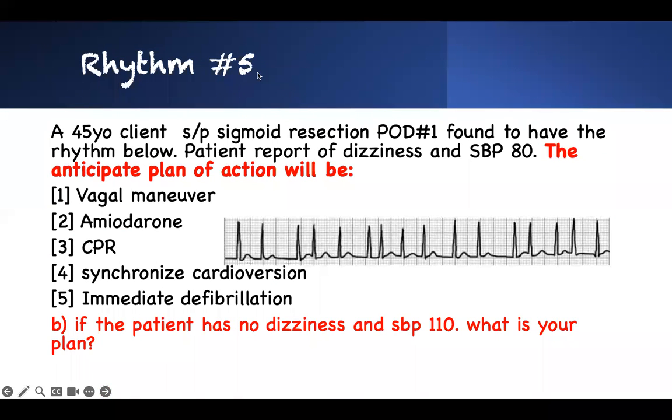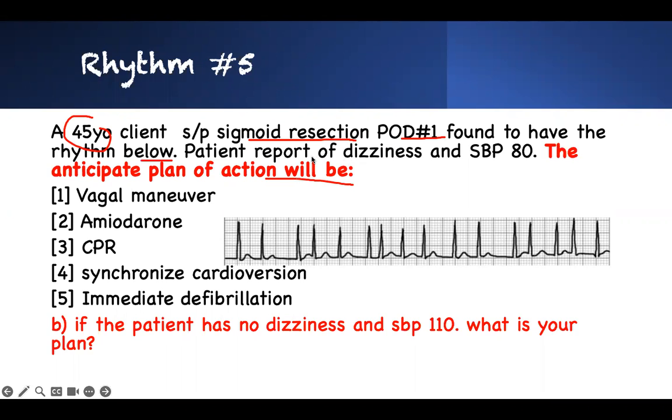Rhythm number five. What do we have? The next anticipated plan of action will be what? Okay, a 45-year-old client at surgery, sigmoid resection, post-op day one, that means after surgery the following day, found to have the rhythm below. So he has surgery, and this is what we find.